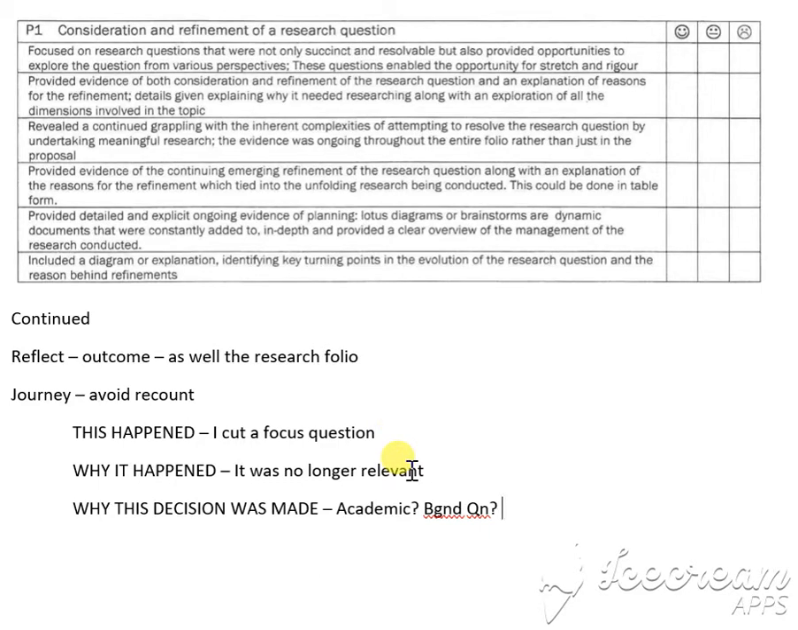So this criteria is really about getting into your question and thinking about how you've developed it, okay? If you want to do this well, you're going to show that you've got a range of perspectives, that it's continued throughout the process of your research, and it's going to be really detailed.